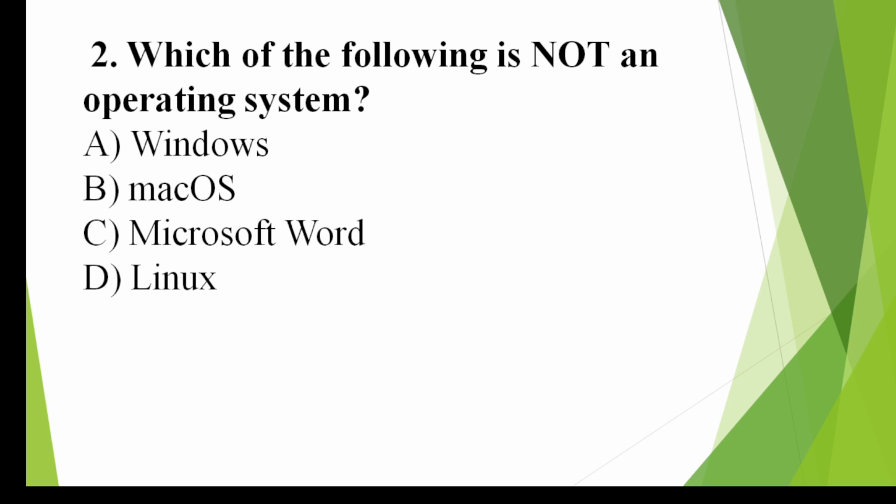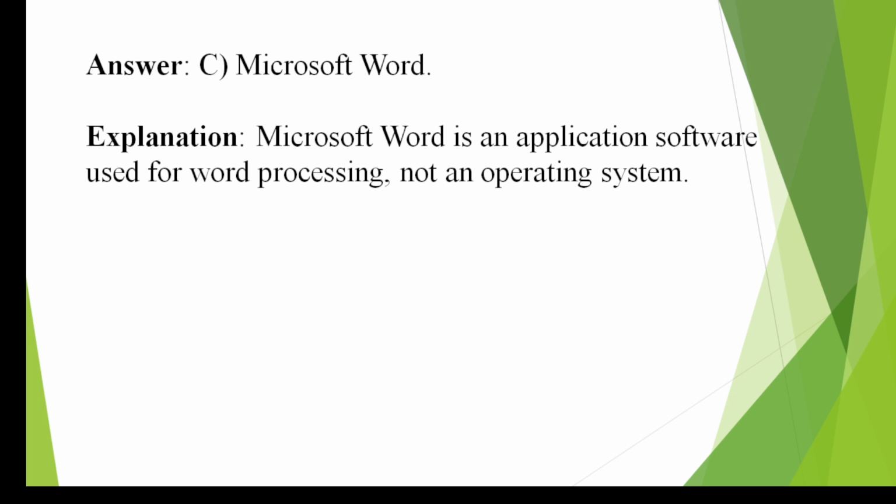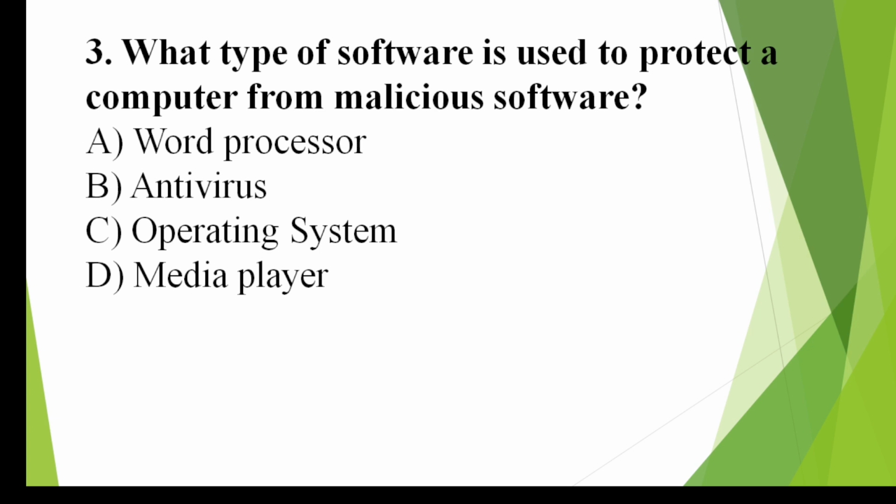Which of the following is not an operating system? A, Windows. B, Mac OS. C, Microsoft Word. D, Linux. The correct answer is C, Microsoft Word. Microsoft Word is an application software used for word processing, not an operating system. Let's move to question number 3.